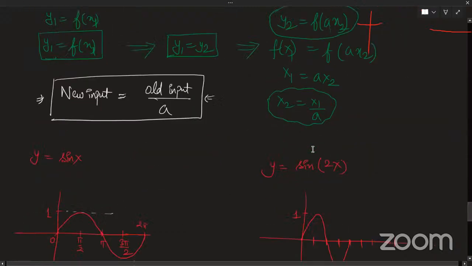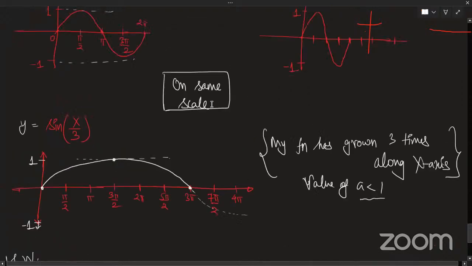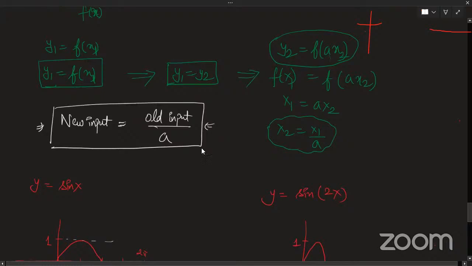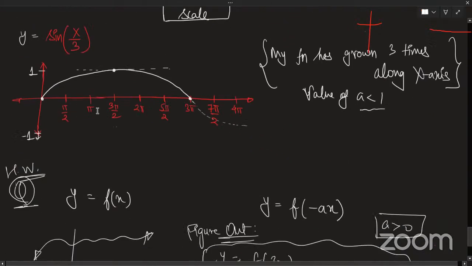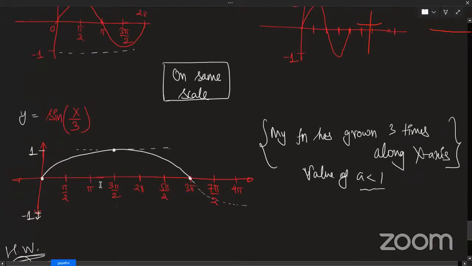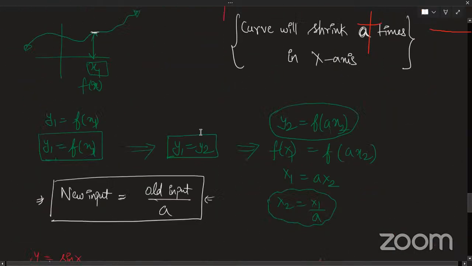But what happens if a comes out to be lesser than 1? You are basically dividing by a, and my a is lesser than 1. So actually it will grow. We saw that in sine of x by 3 also. It is actually growing. Why? Because when you divide by a number smaller than 1, the value actually becomes larger. So that is what is happening.